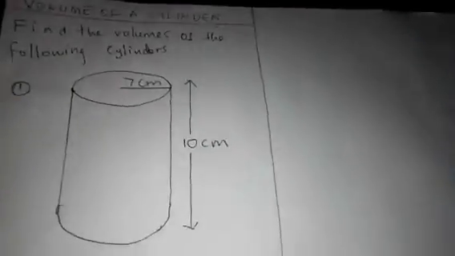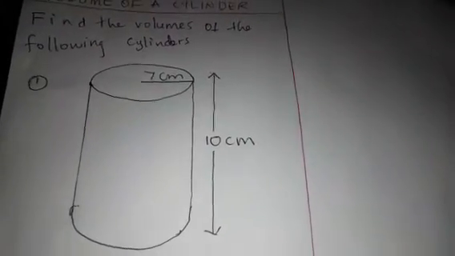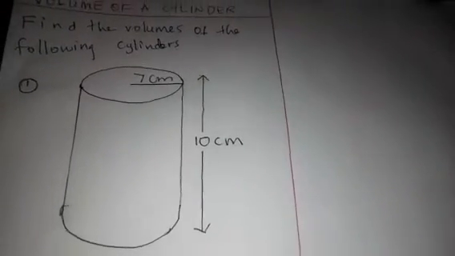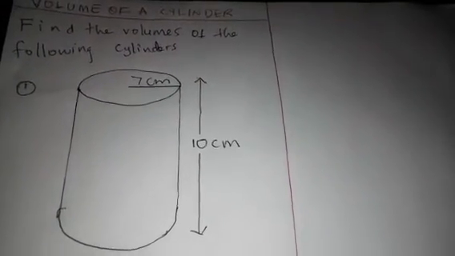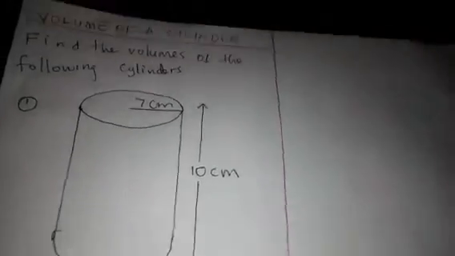Now there are going to be situations where you will be given the diameter but you won't be given the radius. In such a case, you have to divide the diameter by 2 to get the value of the radius.